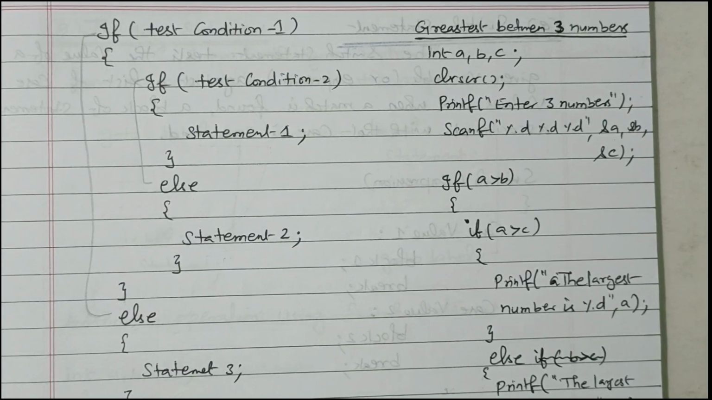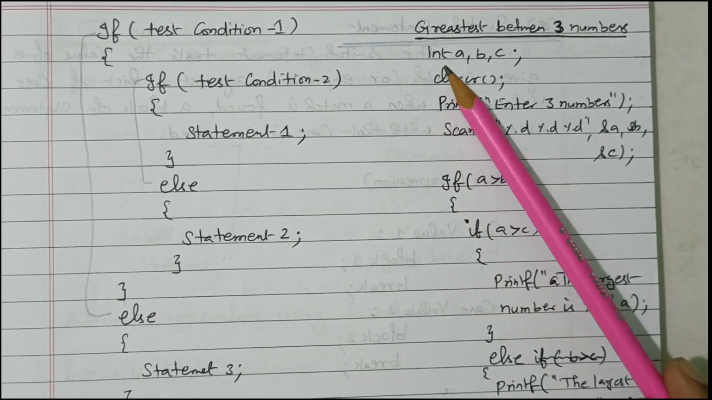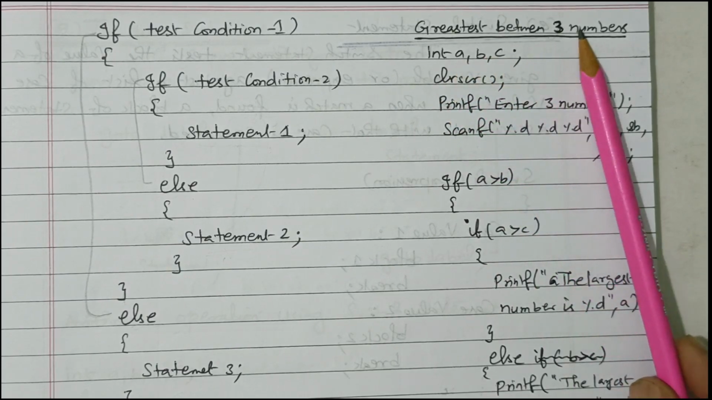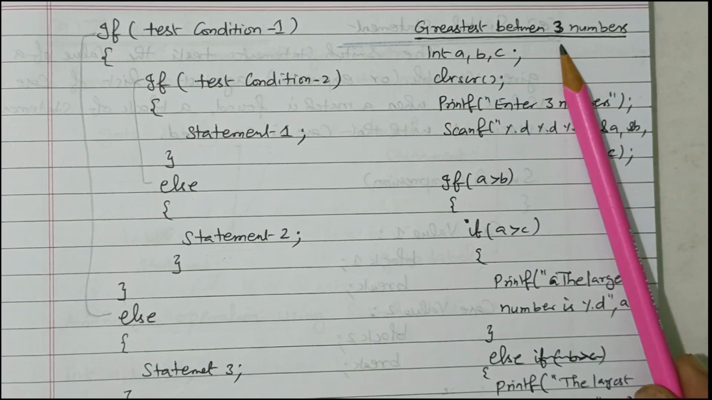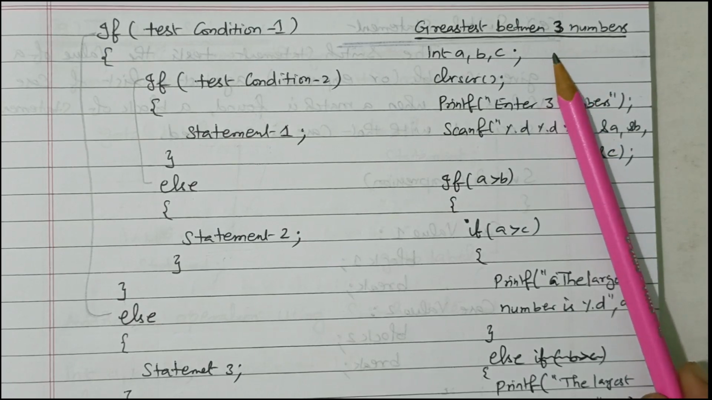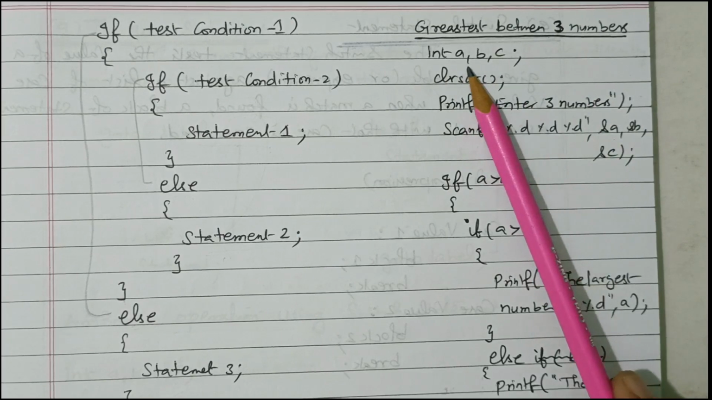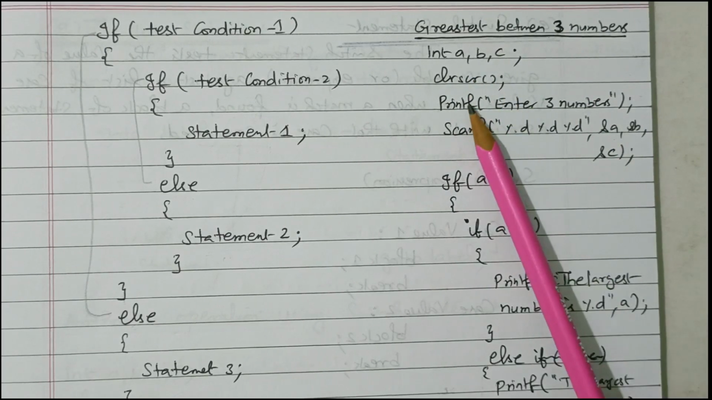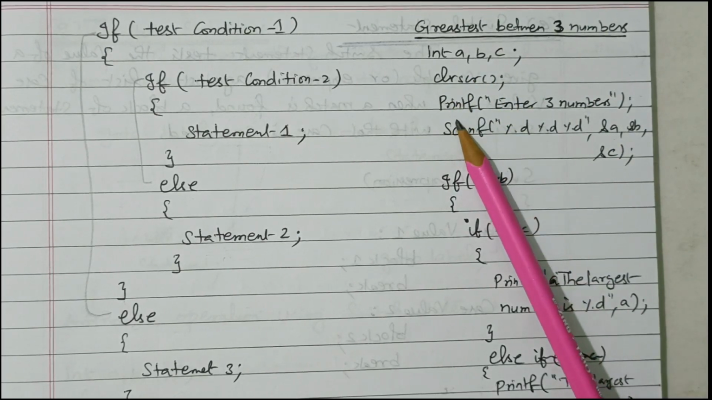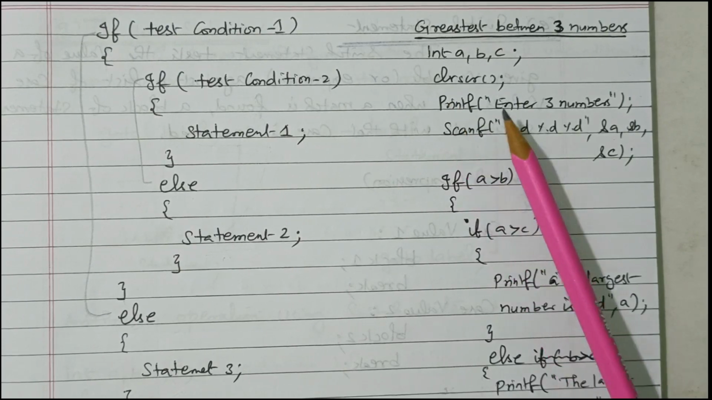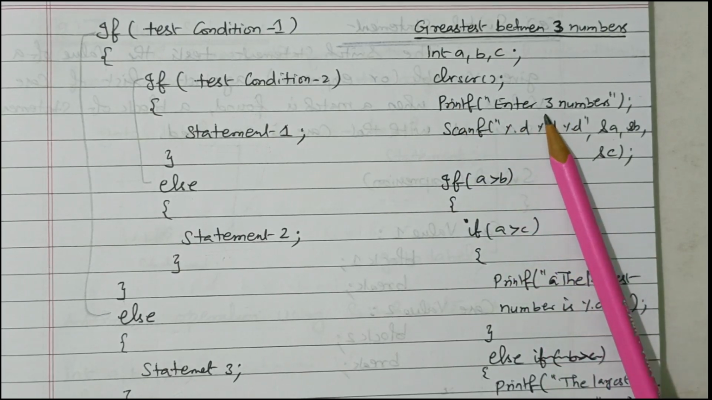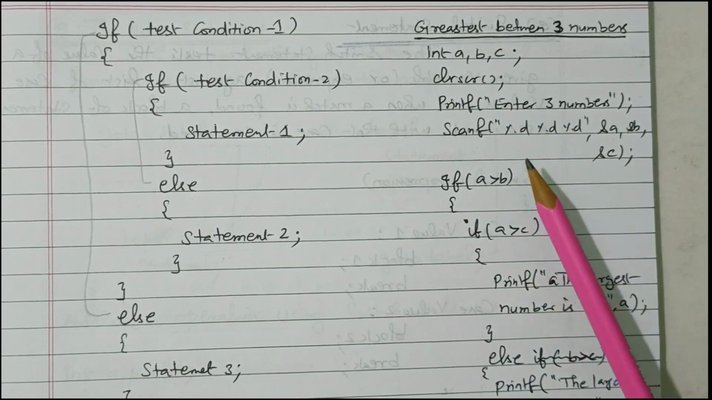Now we'll see one example program: greatest among three numbers. There are three numbers available, and we need to identify which number is greatest. Let us consider integers a, b, c as the three numbers. After clear screen, we ask the user to enter three numbers.